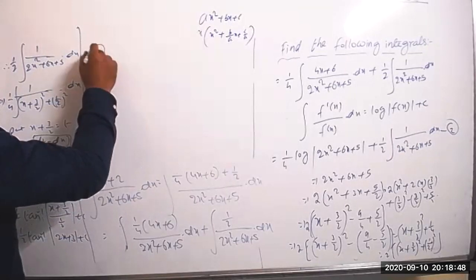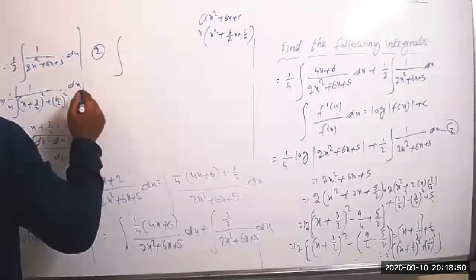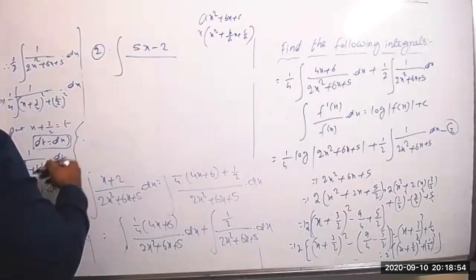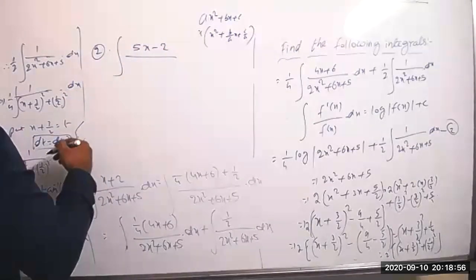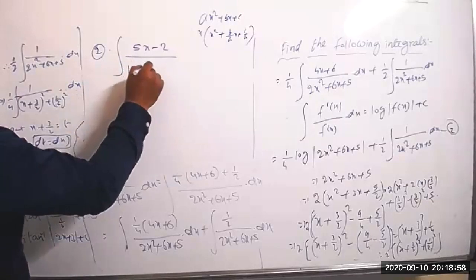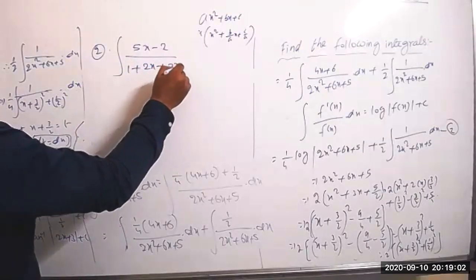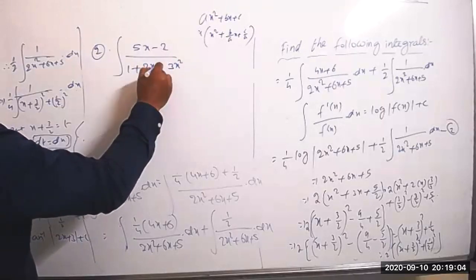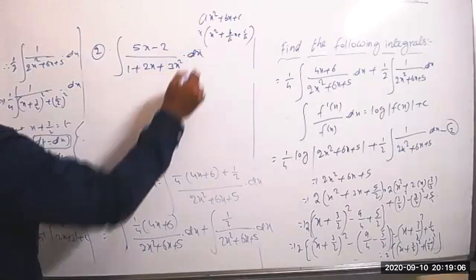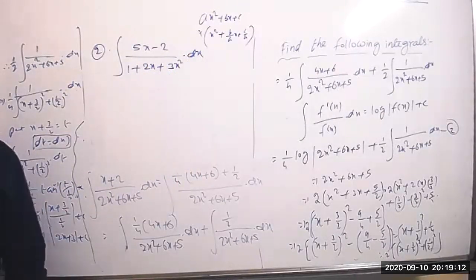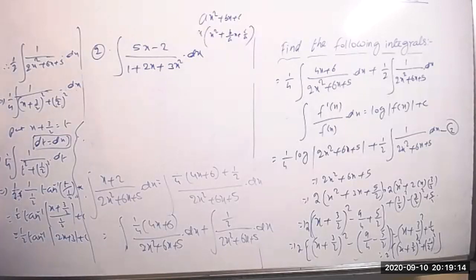2: integration of (5x minus 2) by (1 plus 2x plus 3x square) into dx. Integration of (5x minus 2) by (1 plus 2x plus 3x square) into dx. Yes, same model, same method.